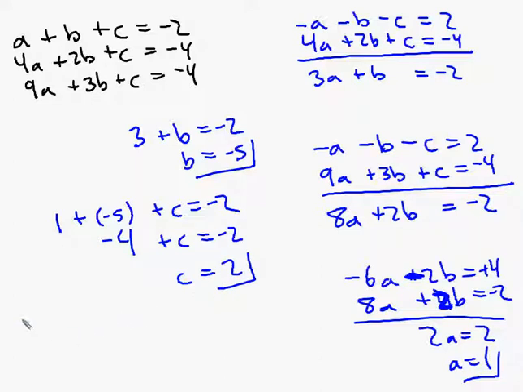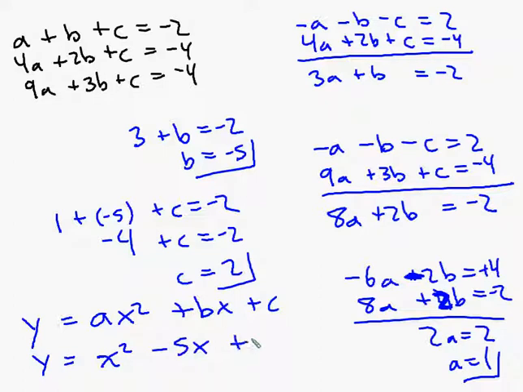So my final answer is y. See, this is my standard form. And I just went through finding a, b, and c. So I just put those in. A is 1, so that's x squared. B is -5. And c is 2.